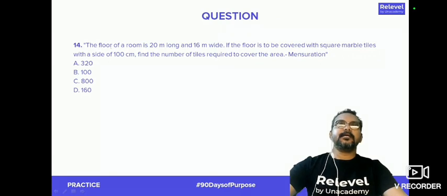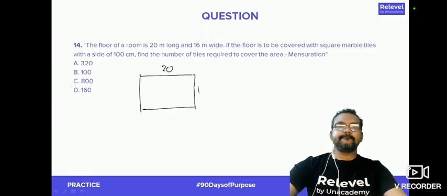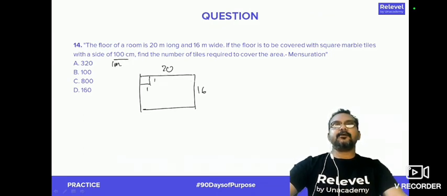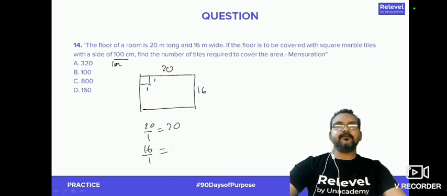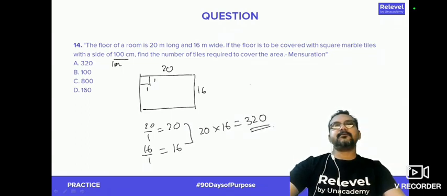Question 14. It says that the floor of a room is 20 meters by 16 meters and it is to be covered with square marbles with sides 100 centimeters, basically meaning 1 meter side. So along the length you would need 20 by 1, so that's 20 pieces, and along the width 16 over 1, so 16 pieces. Total number of pieces would therefore be 20 times 16, 320 pieces. So that is option A.